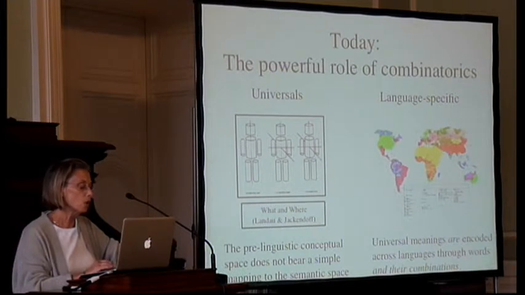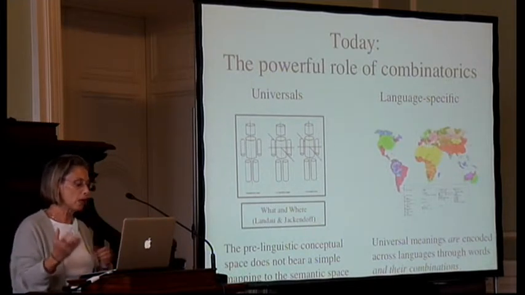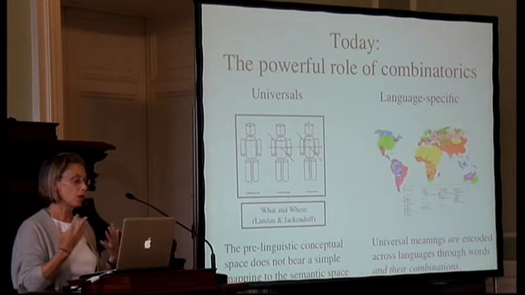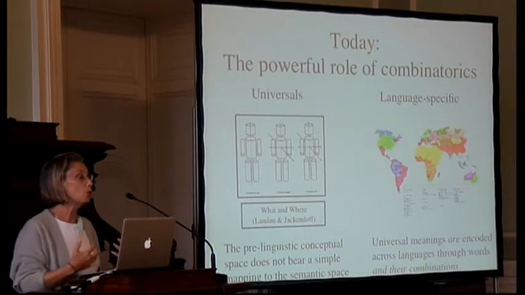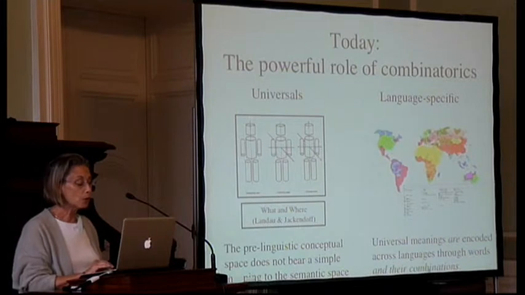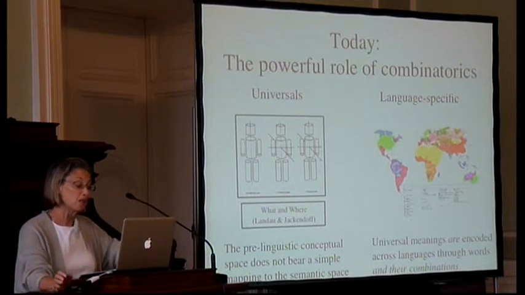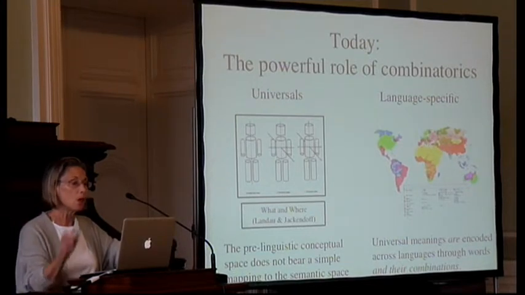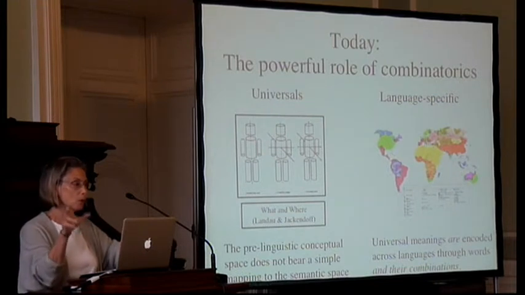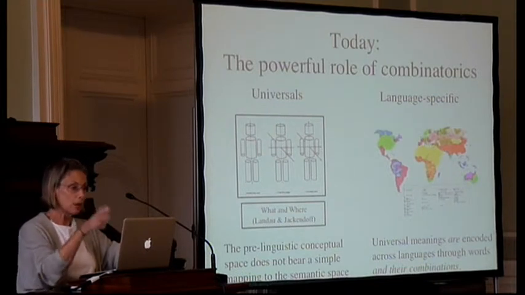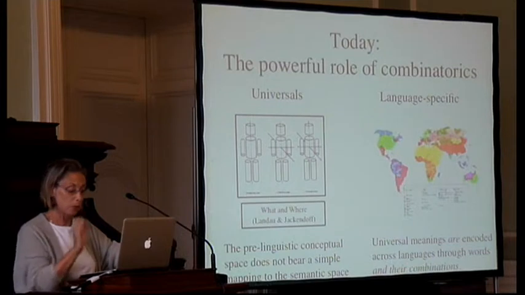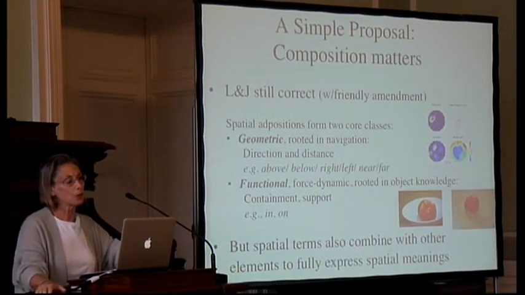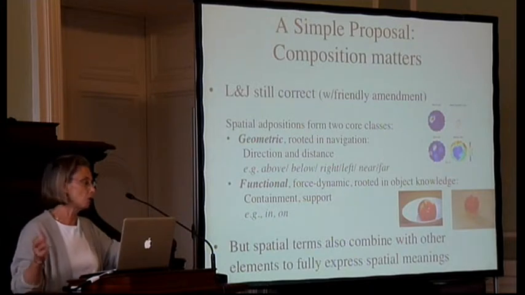So for the universals view, what I'm going to argue is that the prelinguistic space, rich as it is, doesn't actually bear a very simple mapping to the semantic space. You actually have to learn something. You have to learn a semantic space, not just use the prelinguistic space. And for the language-specific hypothesis, the idea that I'm going to promote is that actually universal meanings are encoded across languages through words and their combinations, and that once we start taking account of the combinatorics within each language, then we actually see much more equivalence than we might think we see if we're just comparing word to word. And the simple proposal that I'm going to make throughout the talk is that composition matters.